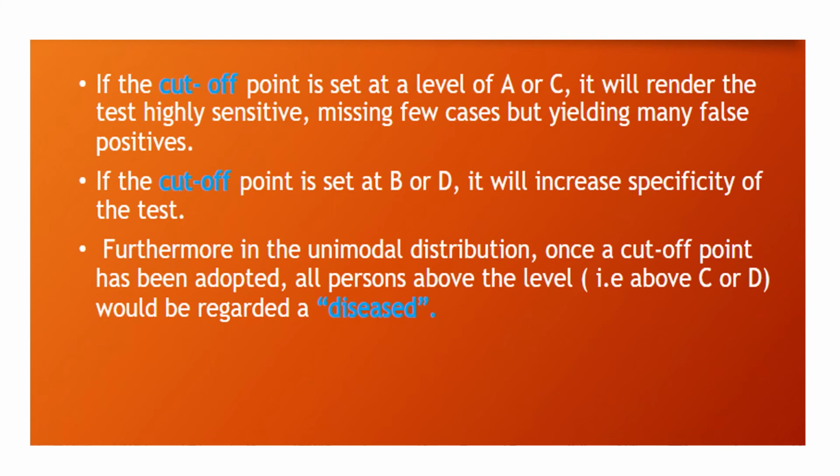If the cutoff point is set at level A or C, it will render the test highly sensitive, missing few cases but yielding many false positives. If the cutoff point is set at B or D, it will increase the specificity of the test. Furthermore, in the unimodal distribution, once a cutoff point has been adopted, all persons above the level, whether C or D, will be regarded as diseased.